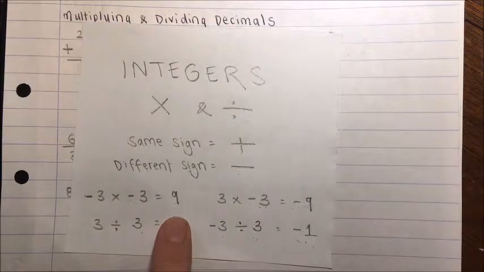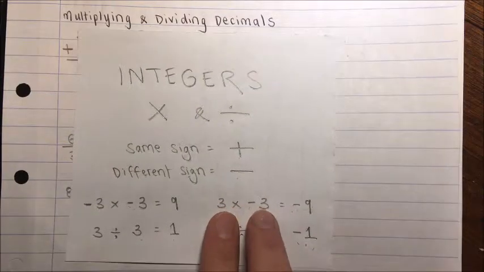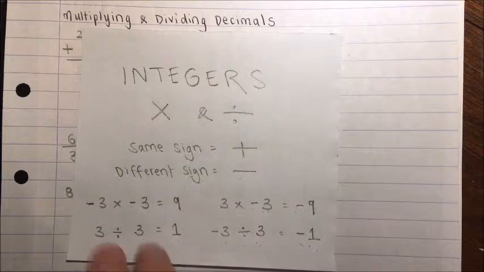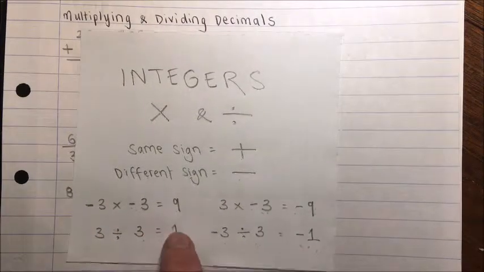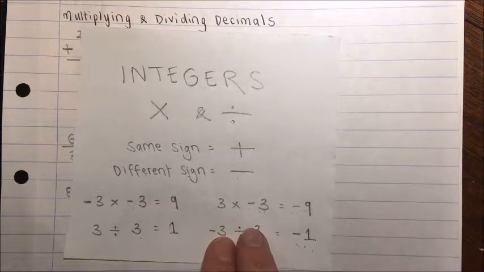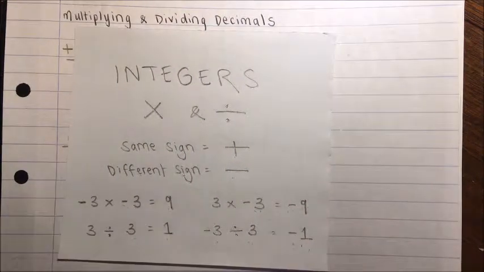-3 times -3 is positive 9, because the signs are the same. Whereas 3 times -3, the answer is -9 because the signs are different. Again, 3 divided by 3 is positive 1 because the signs are the same. Whereas -3 divided by 3 is -1 because the signs are different.